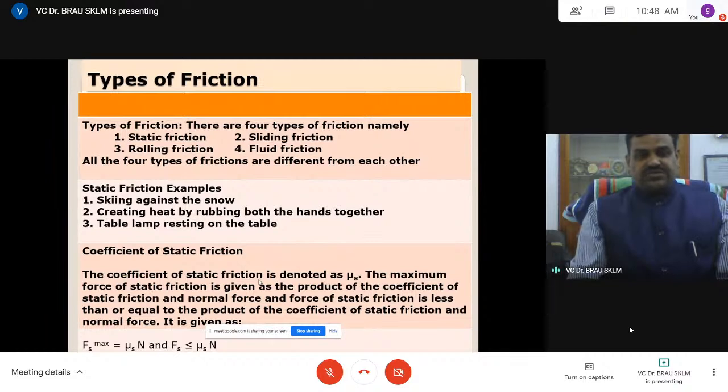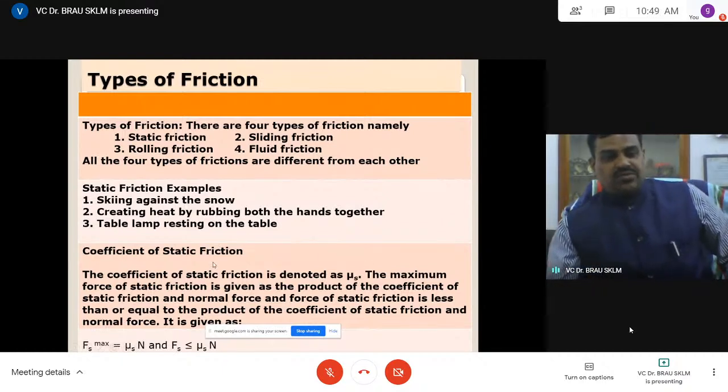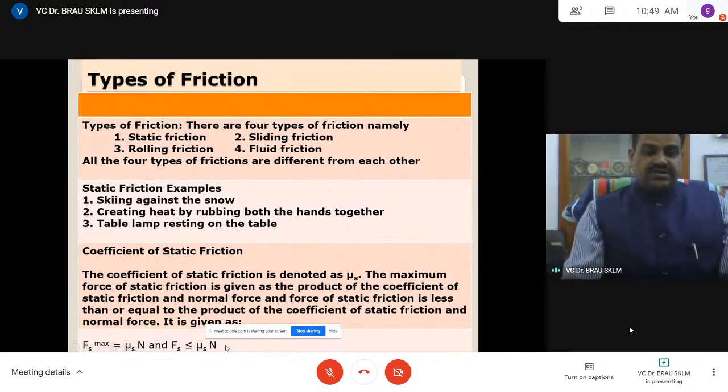The maximum force of static friction is given as the product of the coefficient of static friction and the normal force. That means static friction is less than or equal to the product of the coefficient of static friction and the normal force. See, if you take the maximum, it is equal, and the minimum is less than that. That's what it means. The static frictional force is always less than or equal to the coefficient of static friction times the normal reaction. Then only we call it static friction, otherwise it is not static friction.